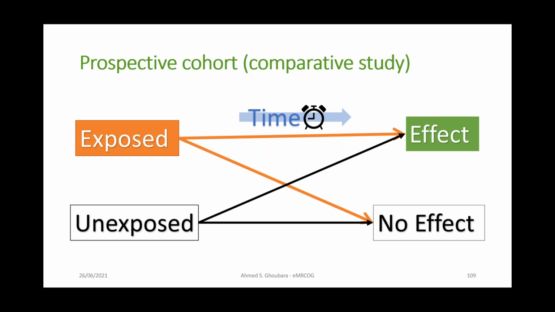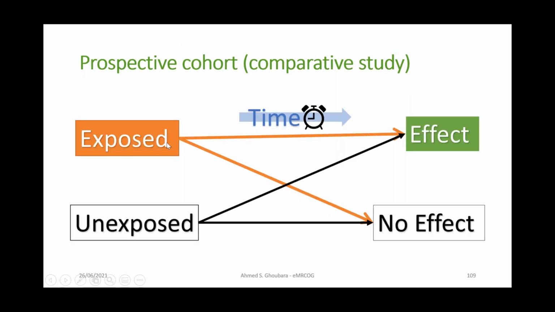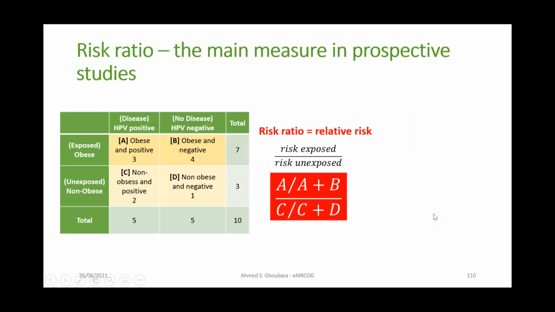Don't worry. So this is a prospective cohort comparative study. Good. Next one. And at the end of the day, you'll see how many exposed with effect, exposed with no effect, unexposed with effect, unexposed with no effect. You get the table again, like your pays, no pays.